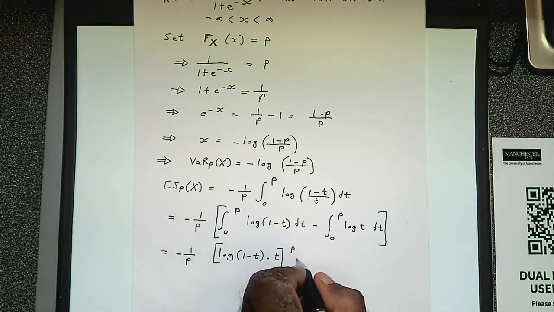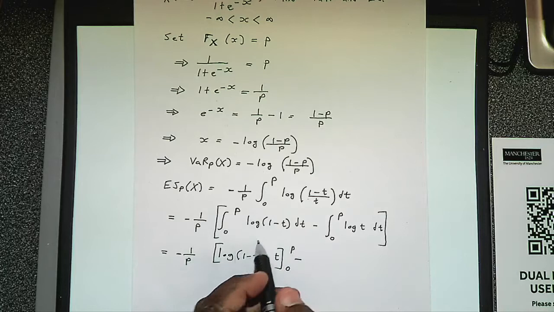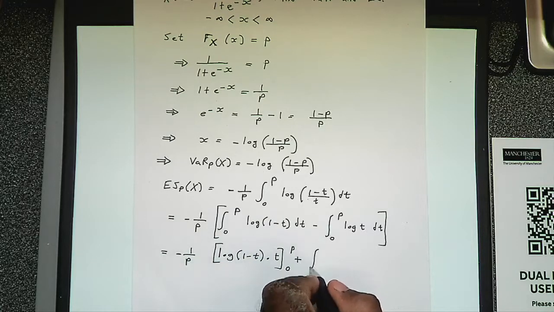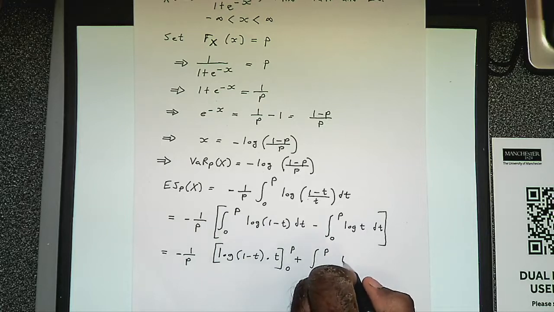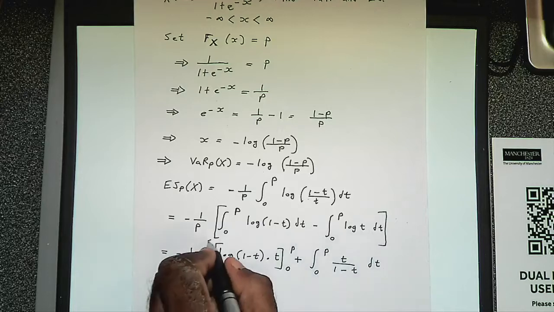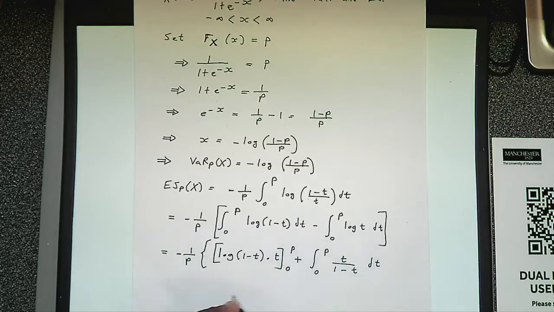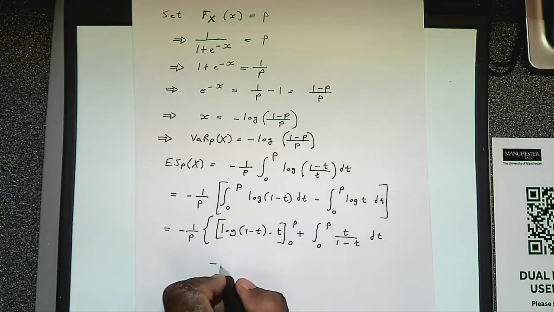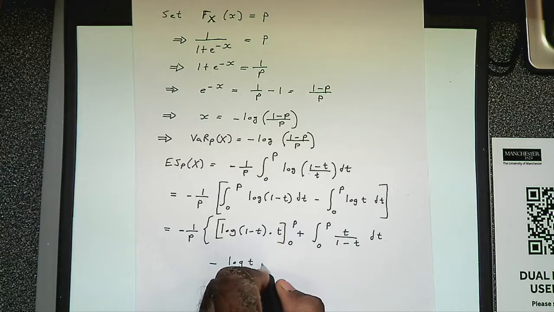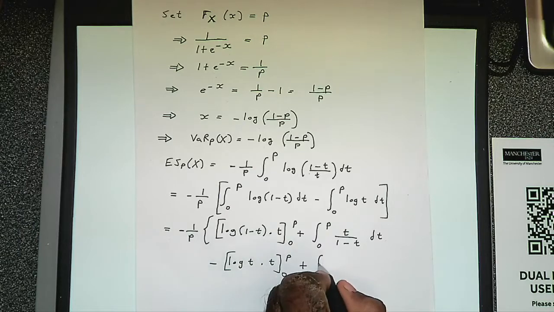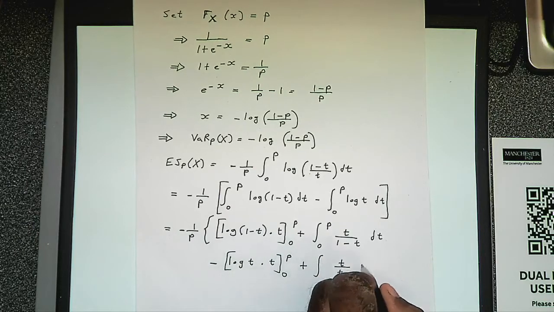0 to p, and if you apply, then you get minus gives you plus 0 to p t (1 minus t) dt. Yeah, and if you apply integration by parts to this one, you get plus t divided by t dt.